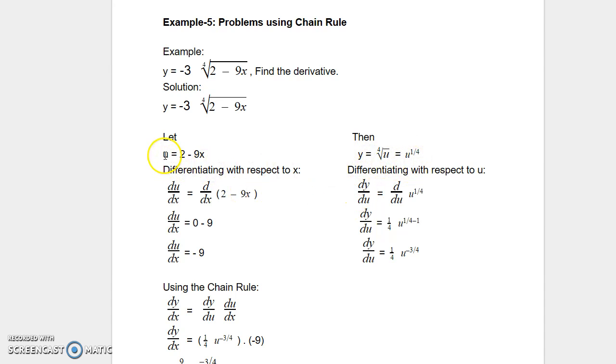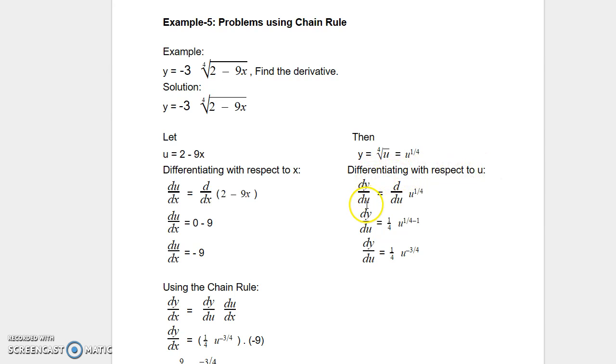We can differentiate u with respect to x. When we do that, du by dx we can write as d by dx of 2 minus 9x. d by dx of 2 is 0. d by dx of 9x is 9. So when we simplify it, it's going to be negative 9. On this side, y is a function of u. Therefore, we're going to differentiate it with respect to u.